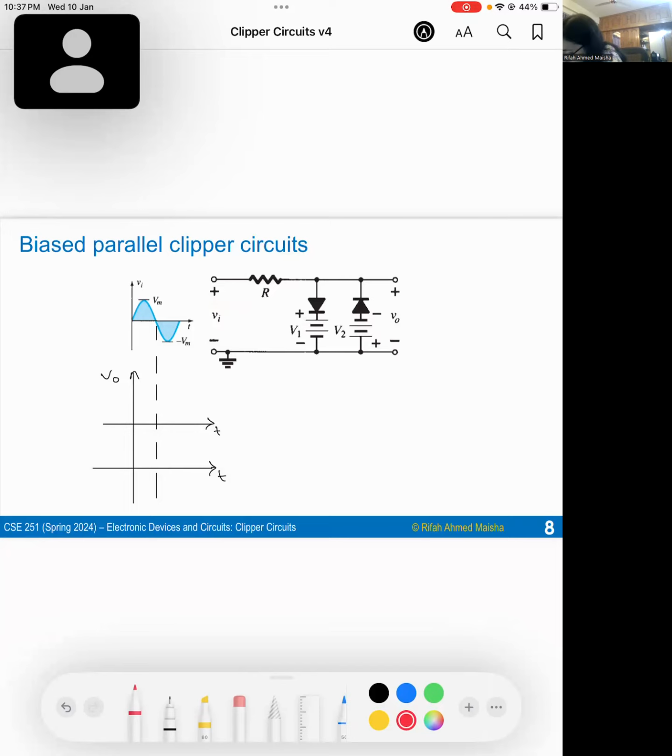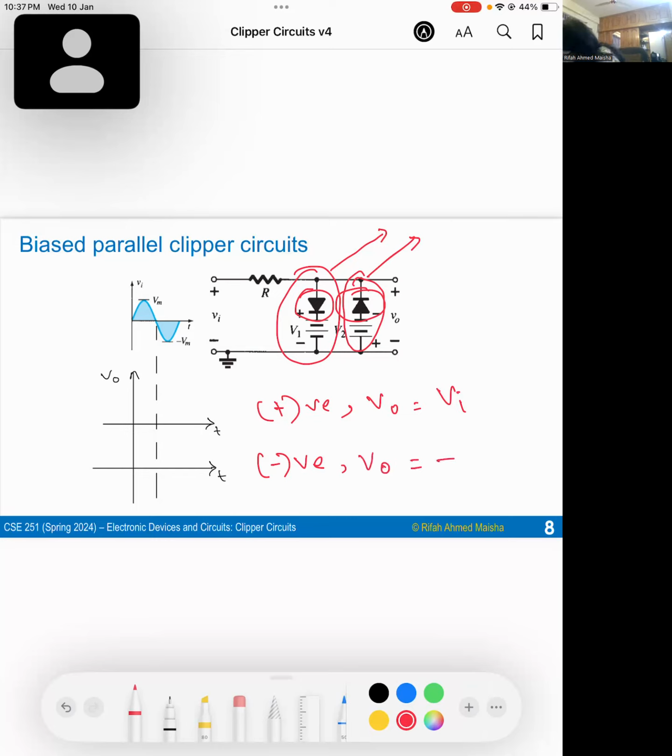Here both a forward bias diode and a reverse bias diode are used. So during the positive half cycle, this portion of the circuit will dominate and the diode will be forward bias and short circuit. So the output voltage will be equal to the bias voltage. And during the negative half cycle, this portion of the circuit will dominate and the diode will be forward bias and short circuit. So the output voltage will be the negative of the bias voltage. So if we draw the waveform, it will look like this.